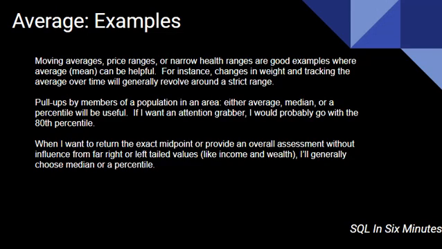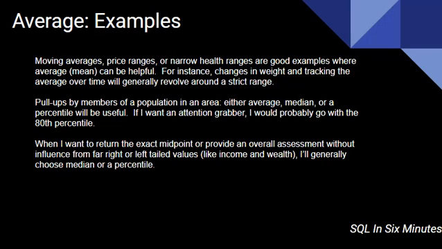In another example, let's suppose that in the area that I'm in, I was looking at pull-ups by members of a population in an area. In the area that I'm in, the average number of pull-ups that a person could do in this population here would not exceed one, right? The median would be zero. Let's see, over 80% of people in this area cannot do a pull-up.